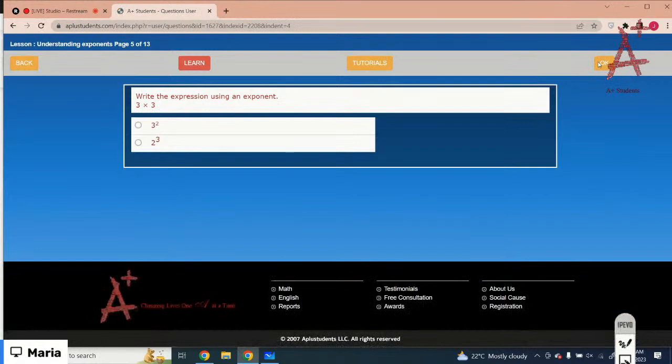Okay. Write the expression using an exponent. So which of the option is the correct one? That would be option number 1. Because 3 is multiplying twice. So it would be 3 times 3.